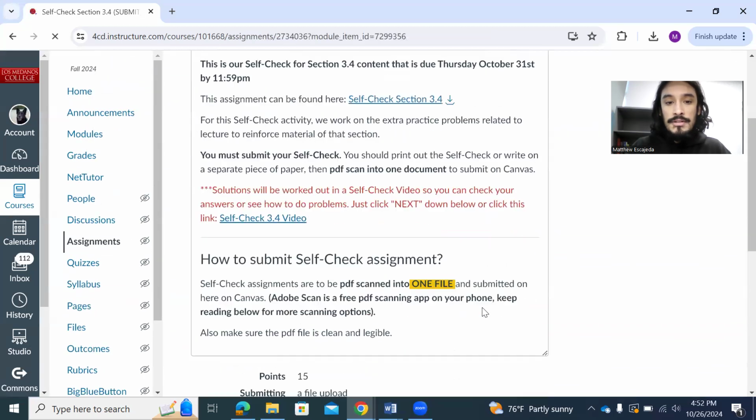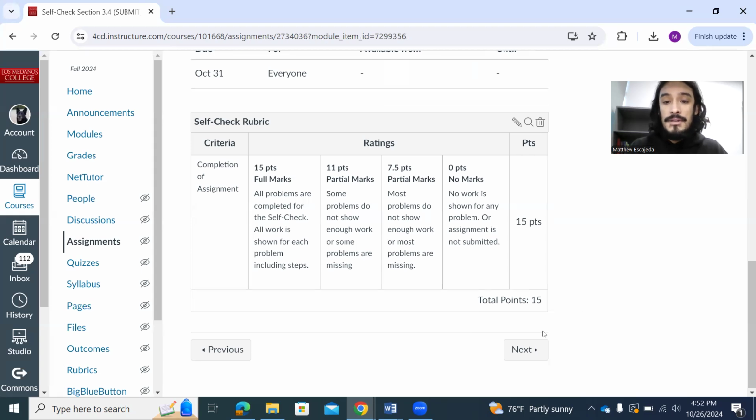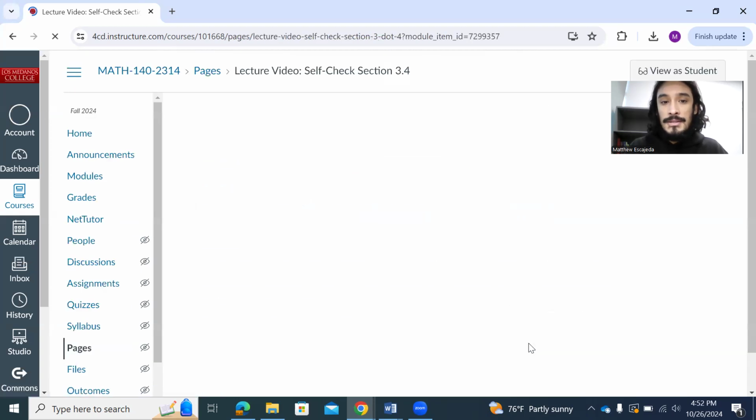Here is a rubric to show how I grade a self-check. Everything's done, right? I'm not grading for correctness, I'm grading for completion. You complete every problem, you show steps. Partial marks is not enough work or missing some problems. Half marks is not enough work or you're missing a lot of problems. And 0 is just not doing any work or submitting it at all. Okay. So just want to double check that.